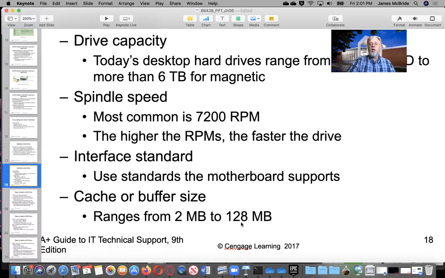This, of course, can be as high as they want it to. So the 2 megabyte to 128, you'll see ones for 256 now. Standard is 32 or 64. And so again, if you're looking at a drive and you're like, wow, this is $40 cheaper, well, look at how fast it's spinning and look at what the cache is. Because the faster it spins and the more cache it has, the faster it'll access the information or write the information.